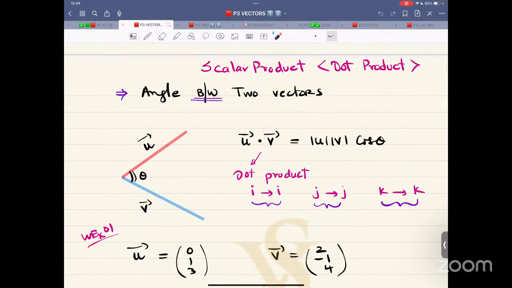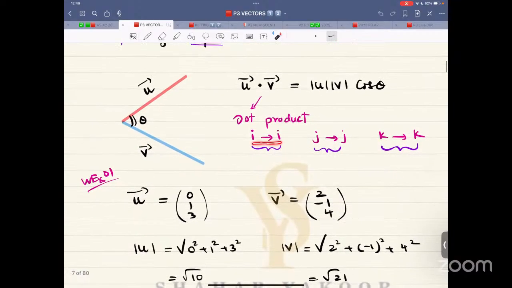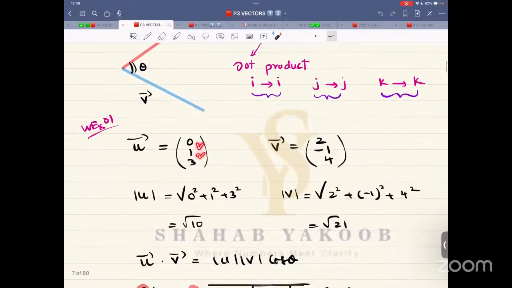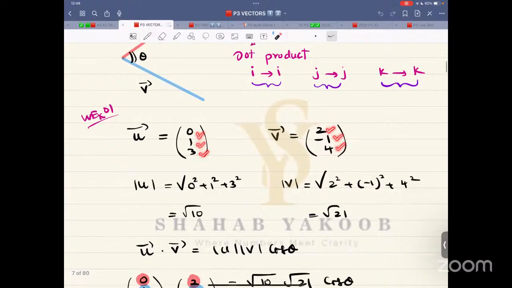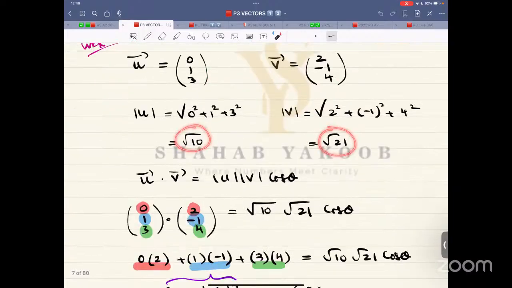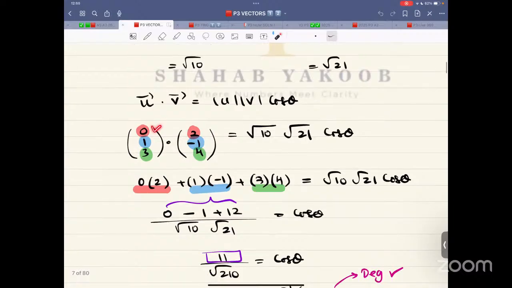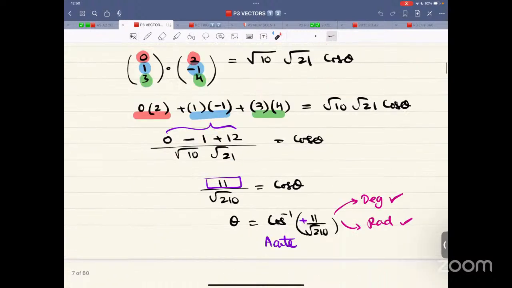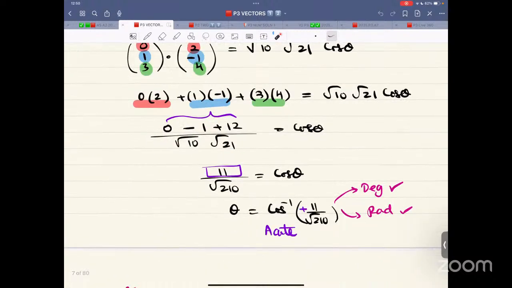Scalar product. Angle between two vectors is found by scalar product. So we would say U dot V, that is U modulus V modulus cos theta. We multiply the I with the I, the J with the J, the K with the K. This is 0, 1, 3. This is 2, negative 1, 4. That is the magnitude. That is the magnitude. And then I with I, J with J, K with K, magnitude of U, magnitude of V, and we get this answer. The examiner accepts it in degrees as well as radians, unless otherwise stated.